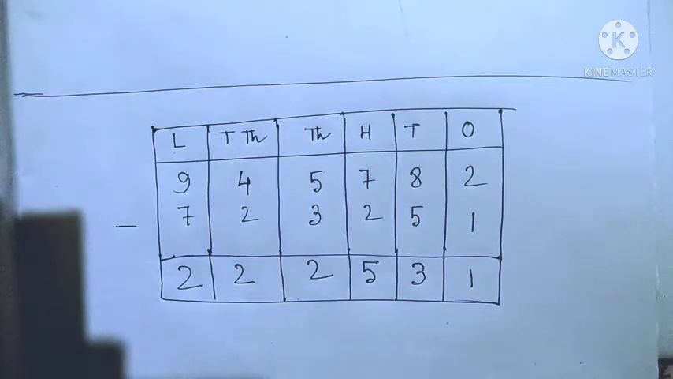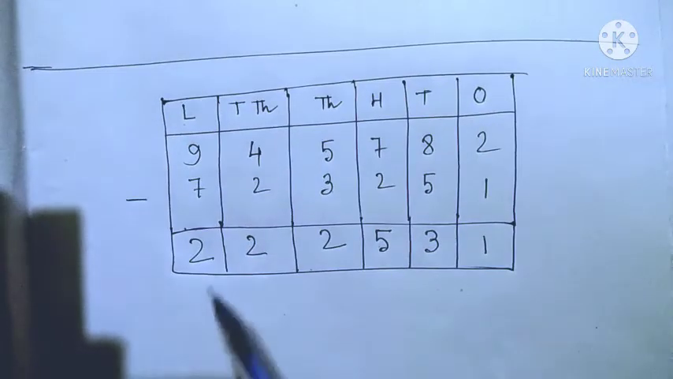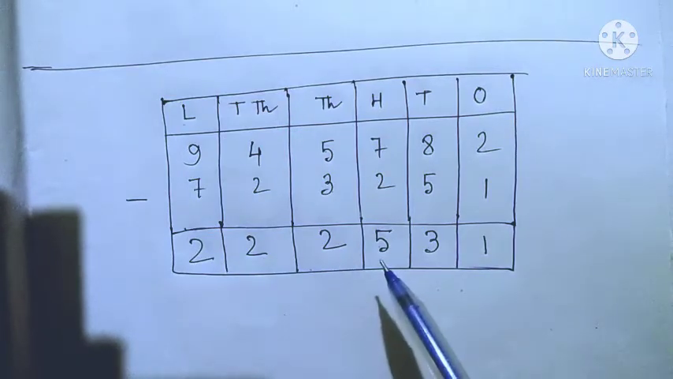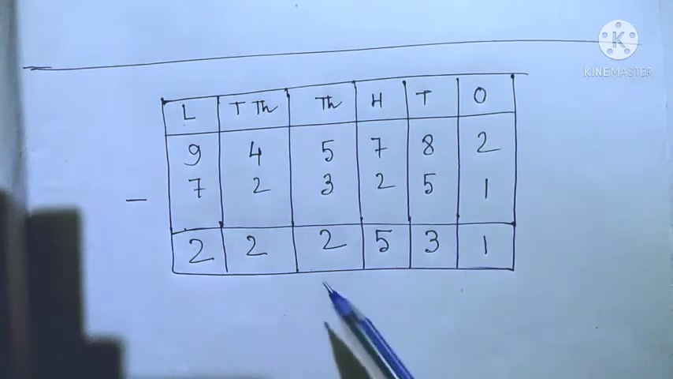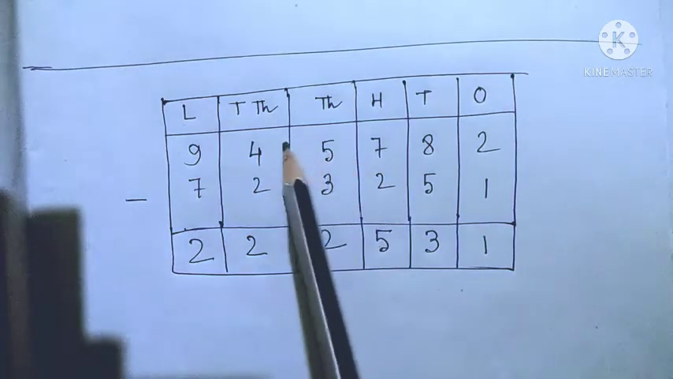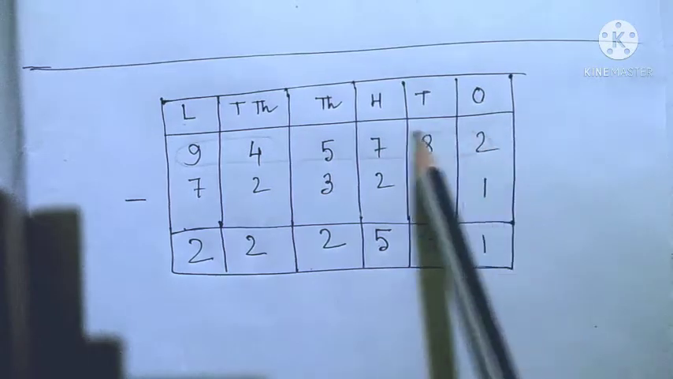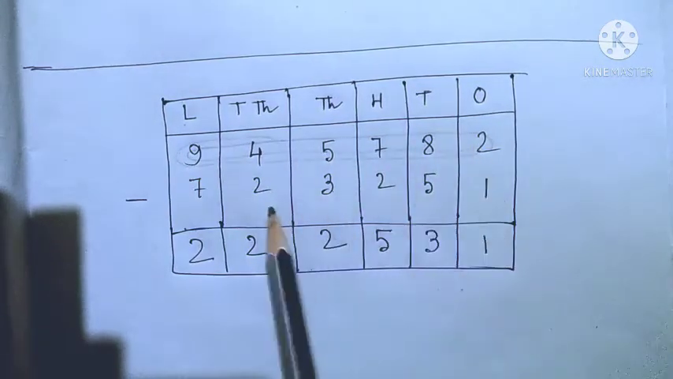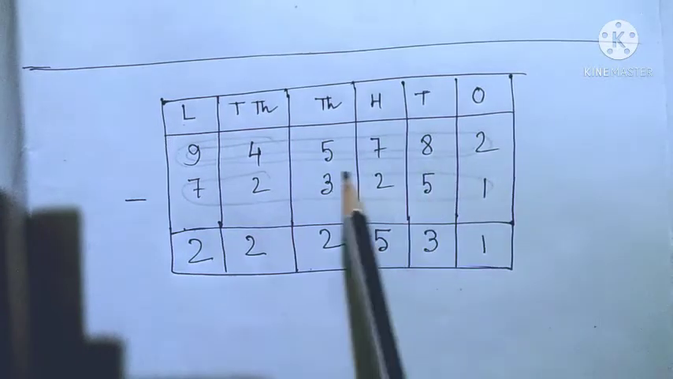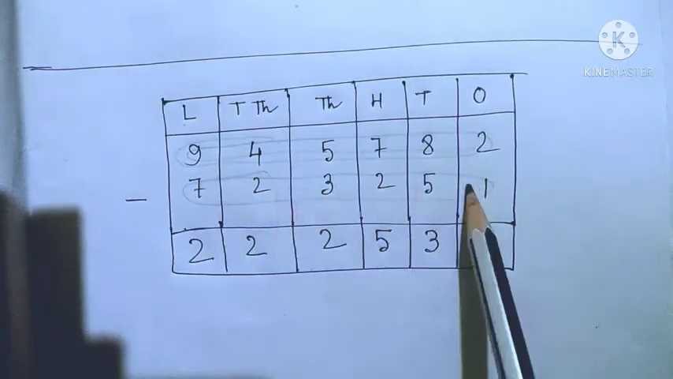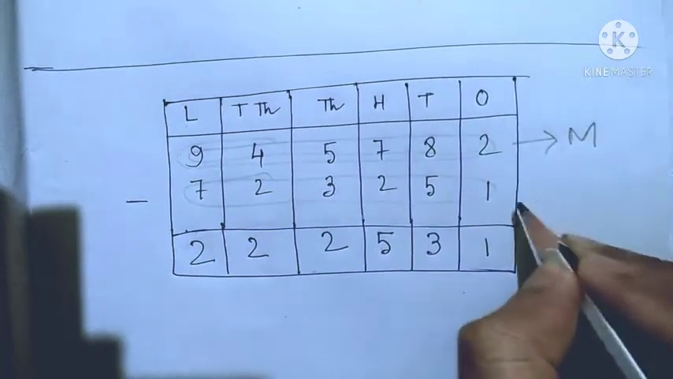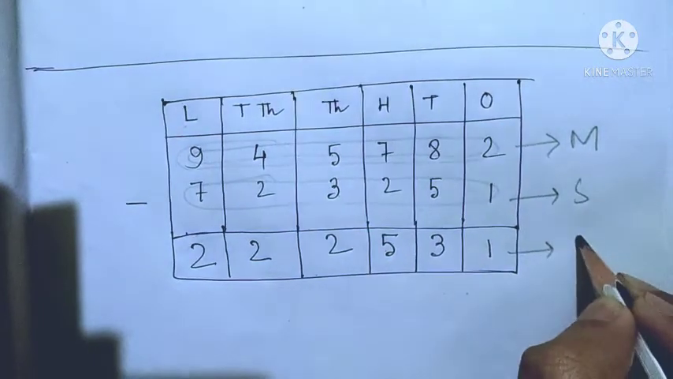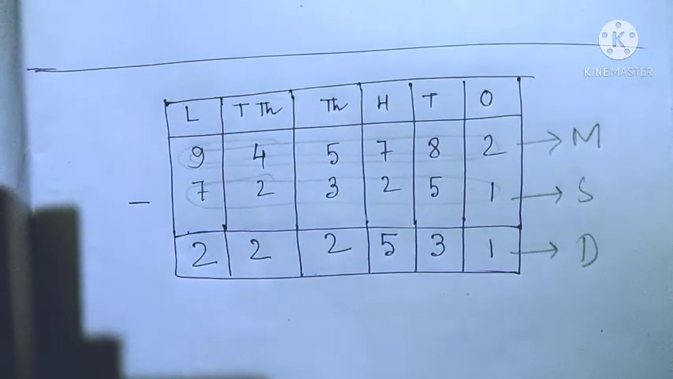Okay. So the difference is 2,22,531. This is the answer, or you can say difference, or result also. This number is minuend. 7,23,251 is subtrahend, and this number is the result. This number is minuend, this number is subtrahend, and this number is difference, or you can say result.